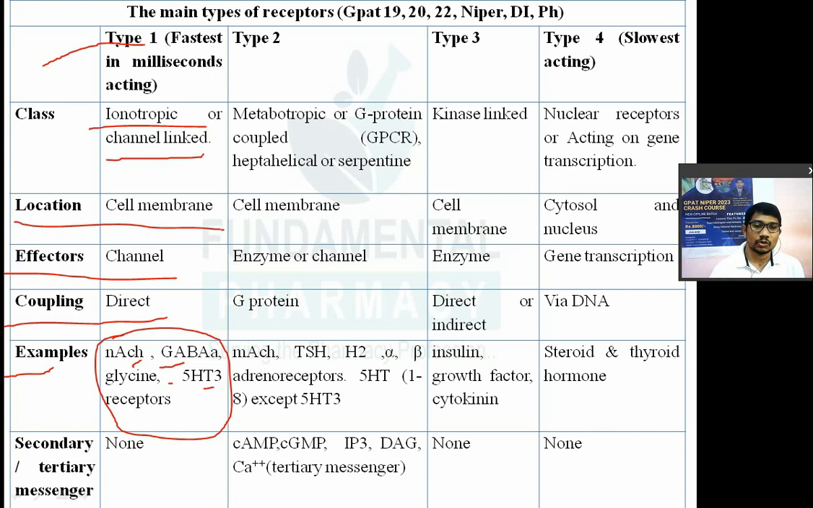5-HT means serotonin. Serotonin has at least 8 receptors: 5-HT1, 5-HT2, 3, 4, 5, 6, 7, 8. But out of those 8 receptors, 5-HT3 is an ion channel. The rest are all G protein coupled receptors. The 5-HT3 receptor is present in the GIT and is responsible for peristalsis. So it is an ion channel. A question has already come on this.